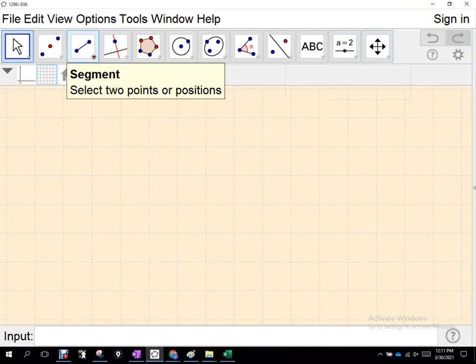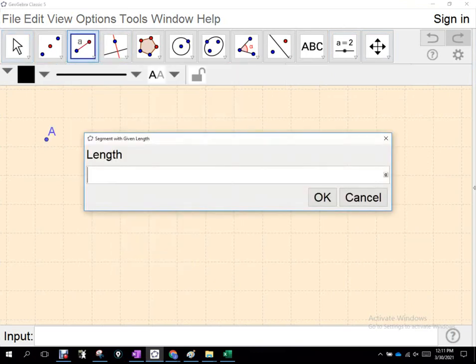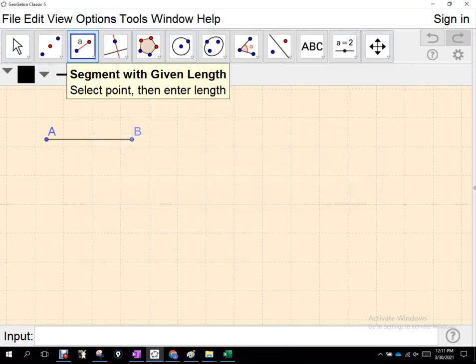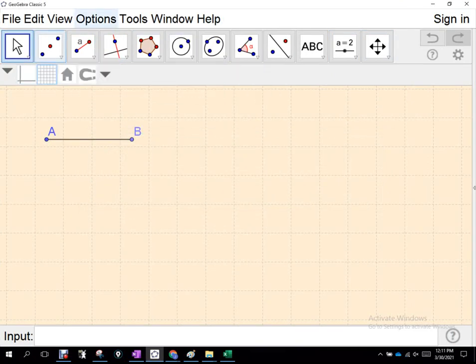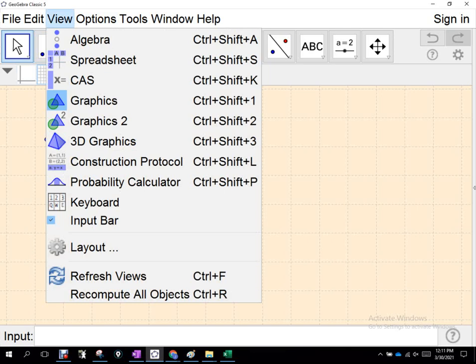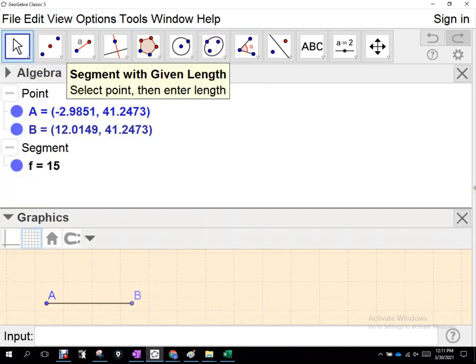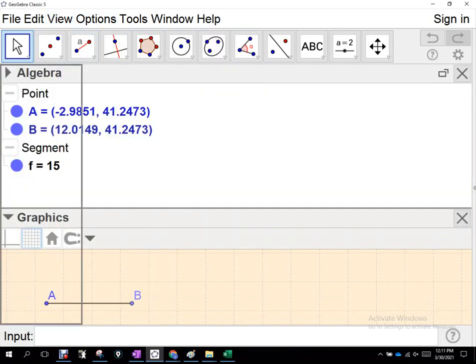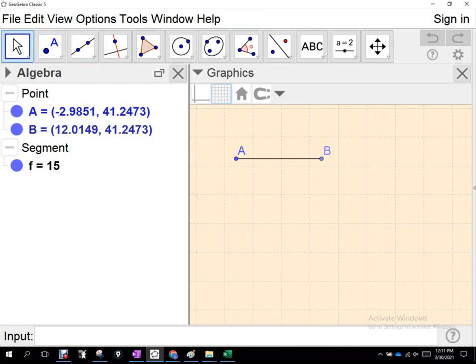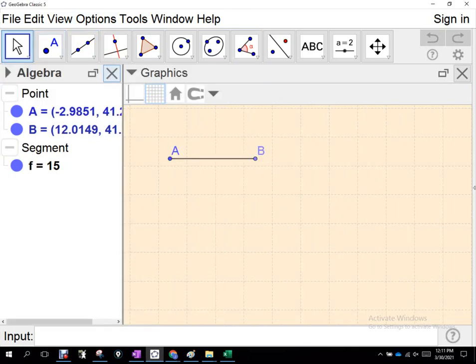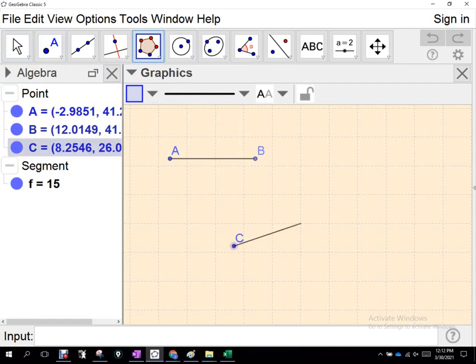GeoGebra allows for this. I can create a segment with a given length. So I want this segment to be 15, and that's going to be my side length for this hexagon that I'm about to build. Okay, so they're calling that segment F. Okay, so what I'm going to do is create a regular hexagon here.